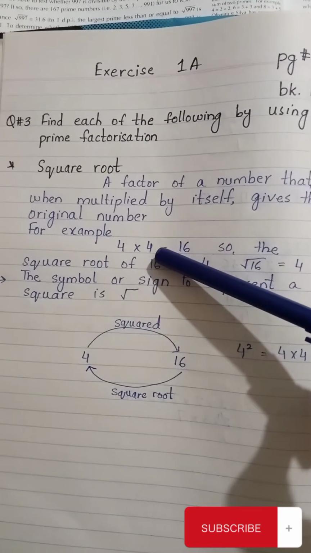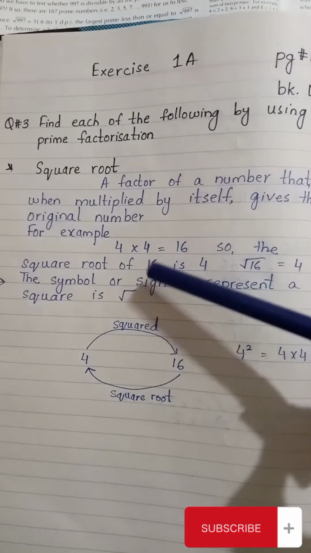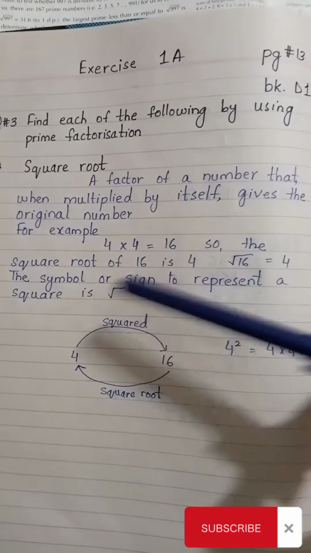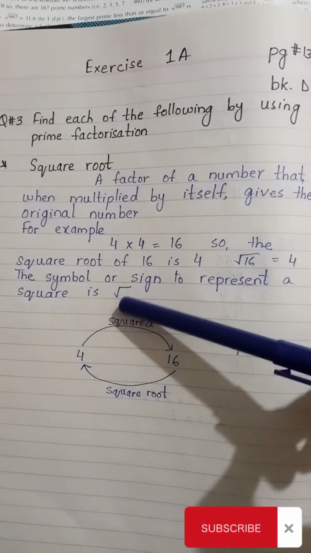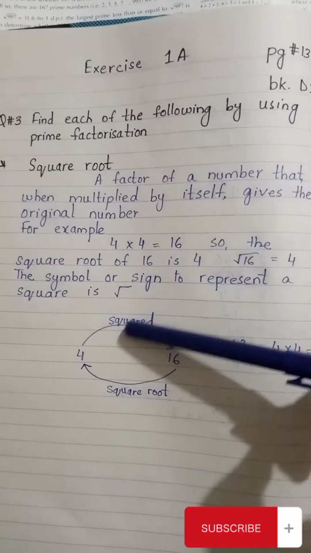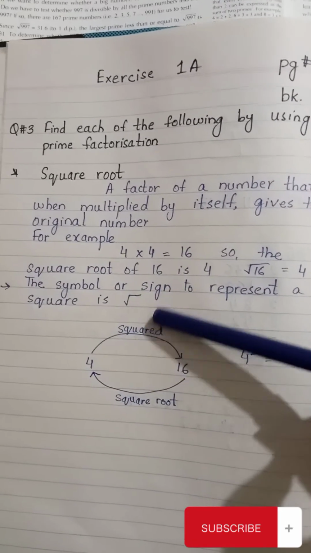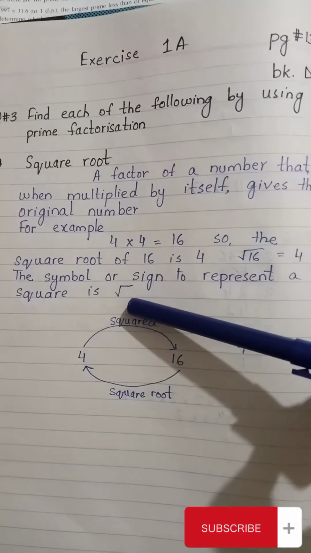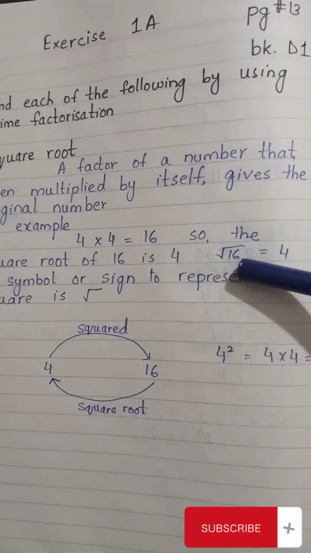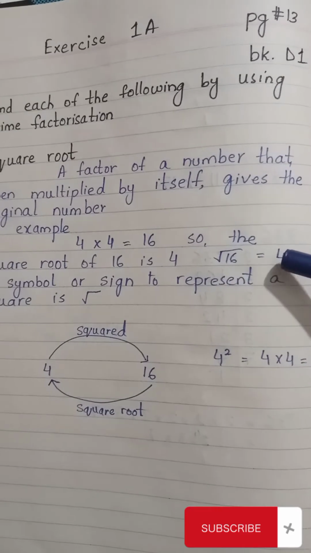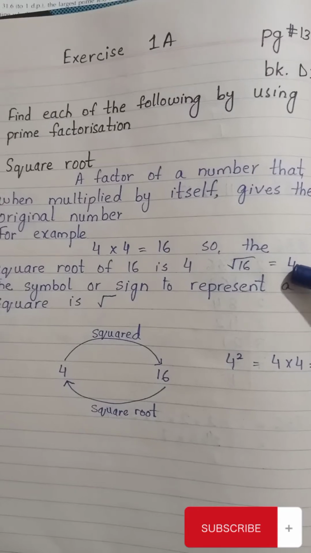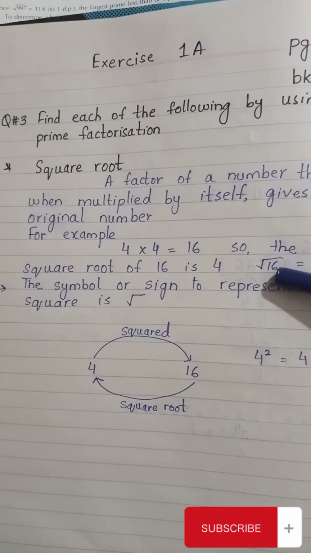What is the square root of 16? It is 4. The symbol or sign to represent a square root is this. This is the symbol we use when we are finding the square root of any number. Here you can see that the square root of 16 is 4 because 4 fours are 16. So 4 is the square root of 16.